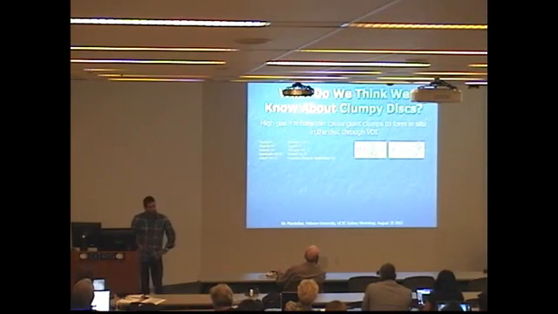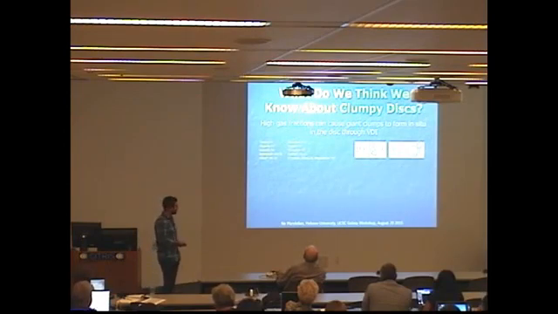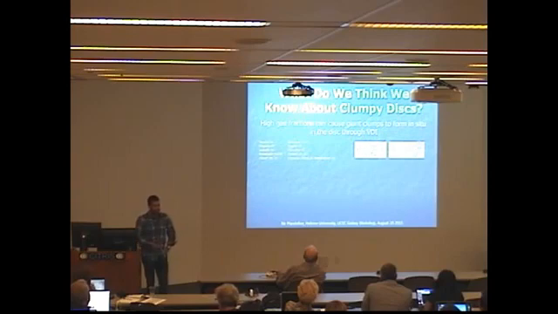What do we think we know about clumpy disks? Well, we think that these high gas fractions in these high-redshift disks cause giant clumps to form in situ in the disk through violent disk instabilities, and we think that it has to do with the Toomre-Q parameter, but wait until the end of my talk.